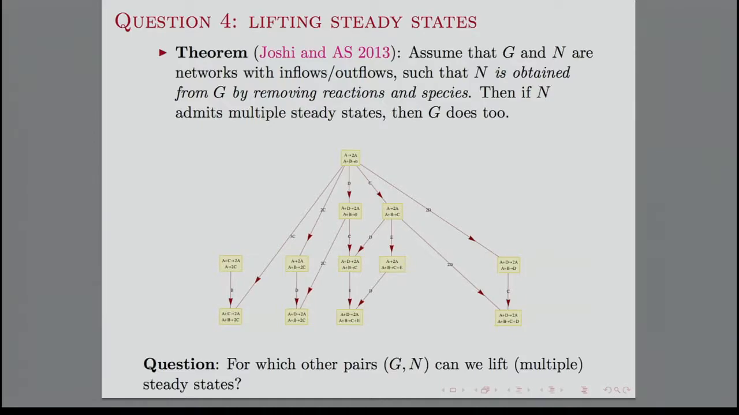But I think it's an open question. This is not the only theorem of this form; there are several theorems of this form. But it's still open what other pairs of networks I can lift from a small network to a large one. If I have 3 or more steady states, 3 or more positive solutions in a small system, what can I say about the larger system? One thing you can do is draw diagrams saying, okay, if I know this small network has 2 steady states, then for sure this one has 2 or more, and so on.